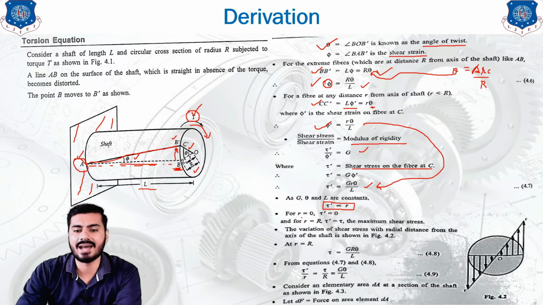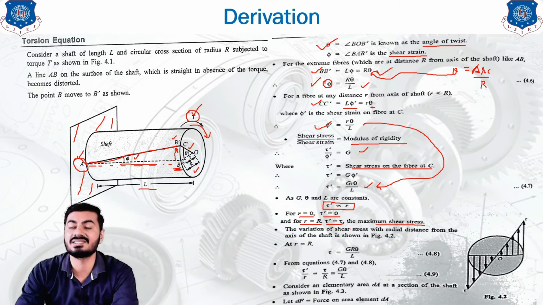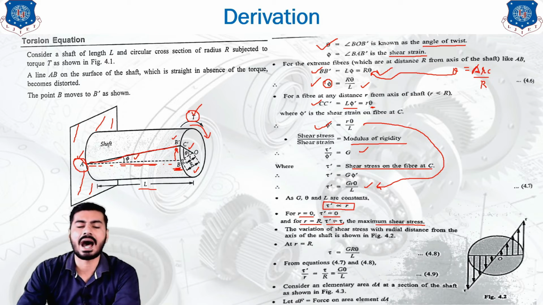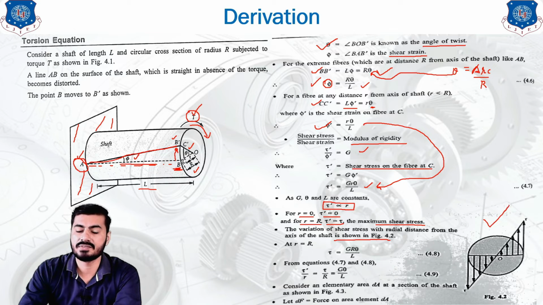Now, for r equals 0, tau dash is equal to 0, and for r equals capital R, tau dash is equal to tau, and that's why the maximum shear stress is tau at radius capital R. So the variation of the shear stress with the radial distance from the axis of the shaft is represented in this figure. This figure represents the variation in the shear stress.